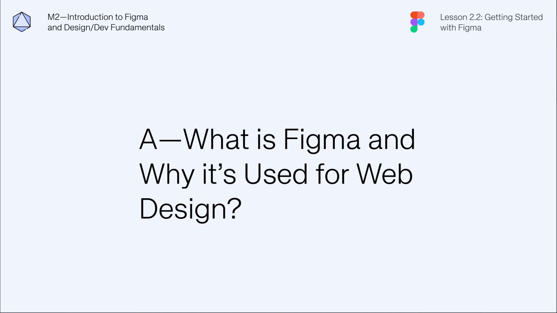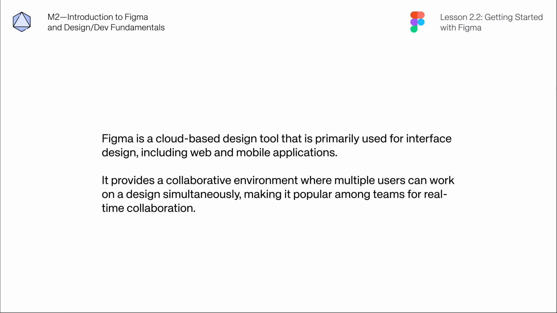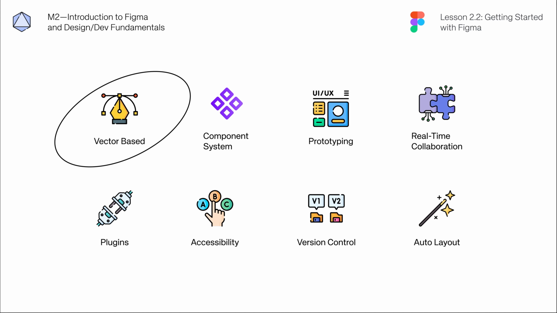So let's go. What is Figma and why is it used for web design? Figma is a cloud-based design tool that is primarily used for interface design, including web and mobile applications. It provides a collaborative environment where multiple users can work on a design simultaneously, making it very popular among teams for real-time collaboration. Figma uses vector graphics, which allows you to create designs that can scale infinitely without losing quality. This is crucial for creating crisp and professional-looking designs.